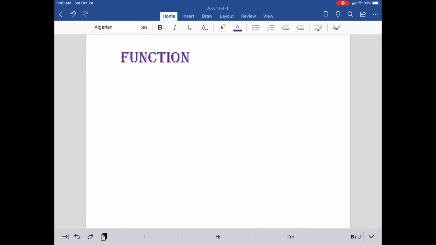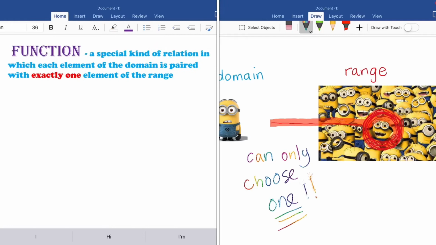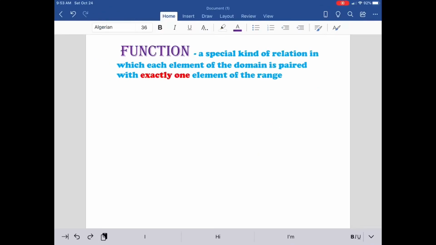But before we do, let's talk about a special kind of relation, a function. A function is a special kind of relation where each element that's in the domain is paired with exactly one element in the range. That means for every input, there is only one output. So we have a test where we can determine whether or not a relation is a function. And that test is called the vertical line test.